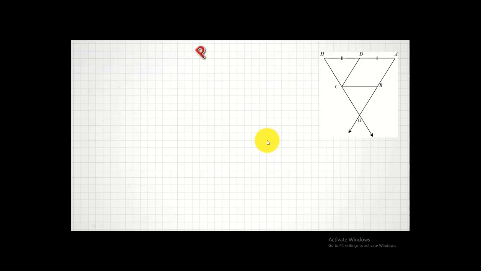Let's start our proof. First, since ABCD is what? Yes, a parallelogram. Therefore, AB is parallel to DC. In a parallelogram, each two opposite sides are equal in length and parallel. Therefore, AB is parallel to DC.